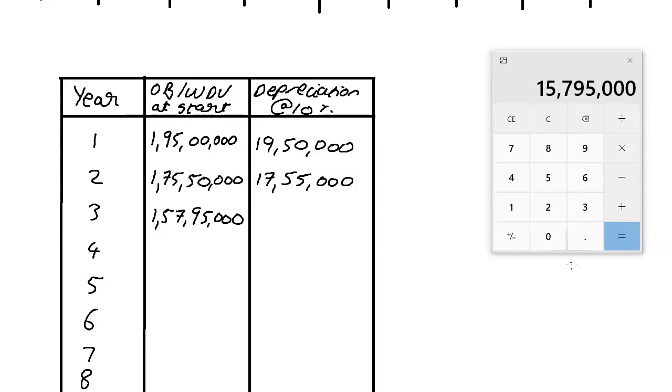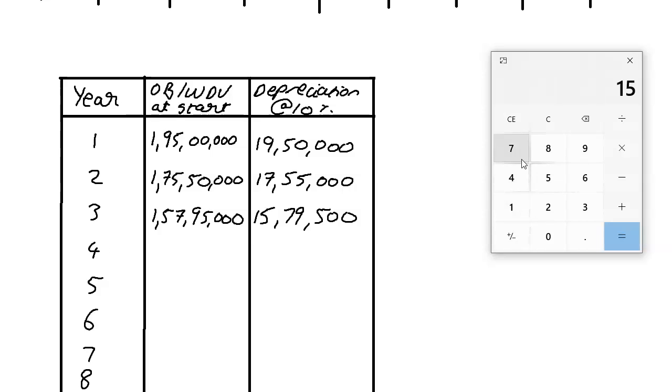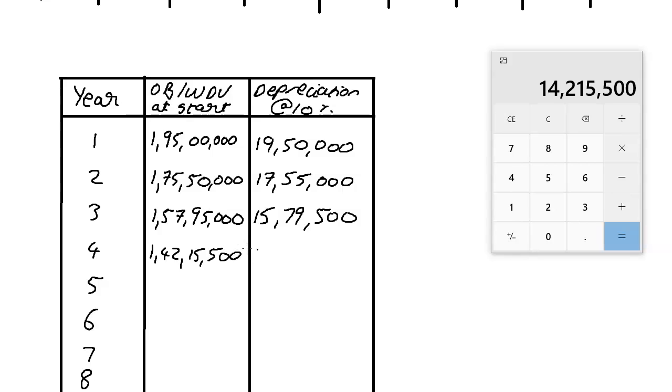You could do it on the calculator into 10% or into 0.1, but I know that I simply knock out 10 because it's 10%. I know directly what that number is going to be. Okay, so we are talking about a depreciation of 15,79,500. Okay, and from this number we subtract 15,79,500. Okay, and we end up with 1,42,15,500. You're understanding we are going to go closer and closer to a decimal point anyway.